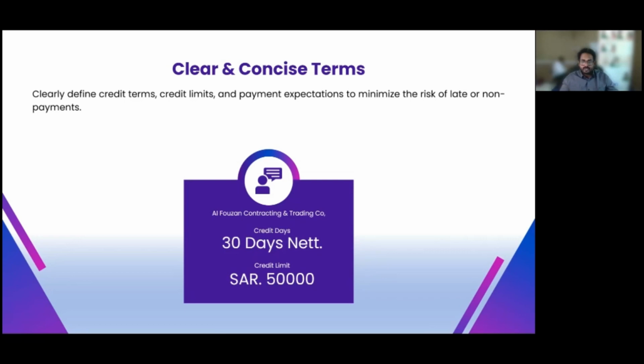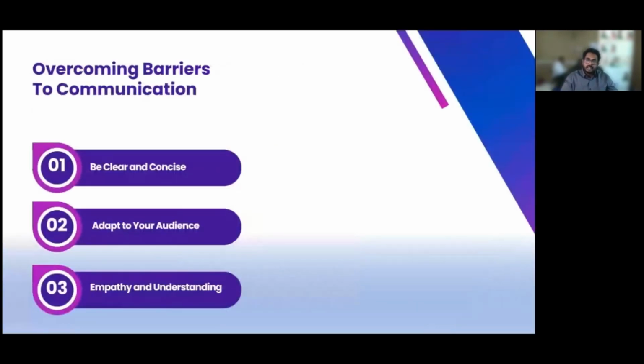Okay, so again, this is also available in any application that you look for, credit days and credit limit, right? And the other thing we also saw is that having the payment terms, having the automated system and everything relies on having clear communication, right?